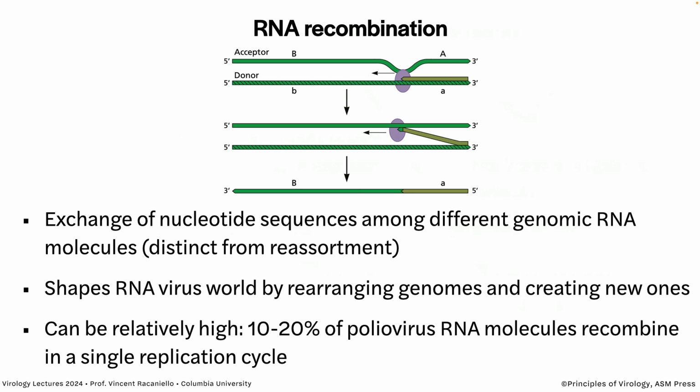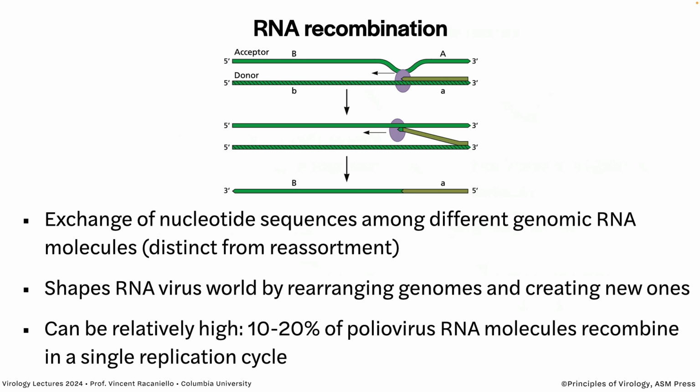diversity of RNA virus is recombination. RNA can recombine, and what happens is a polymerase copying a particular RNA, let's say it's copying the RNA here called the donor, it can get to a certain point and then switch copying to another RNA. So then in the end, you have a recombinant RNA that consists of sequences from both genomes. So this is exchange of nucleotide sequences among different RNAs.